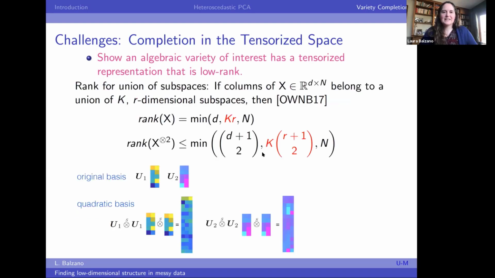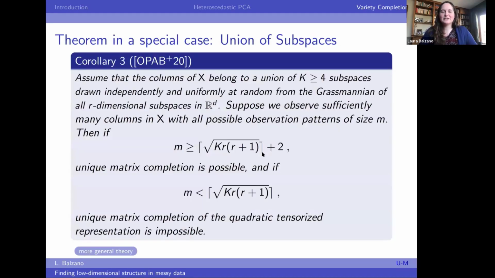Okay, so this part would take a second to get into, but let me just tell you that the theory we have here says that for a union of subspaces, you need approximately root k times r, where k is the number of clusters or number of subspaces, samples in every column, in order to have unique matrix completion be possible, meaning in order for identifiability to hold. And in fact, it's not possible, at least using the quadratic representation, if m is smaller than that number.